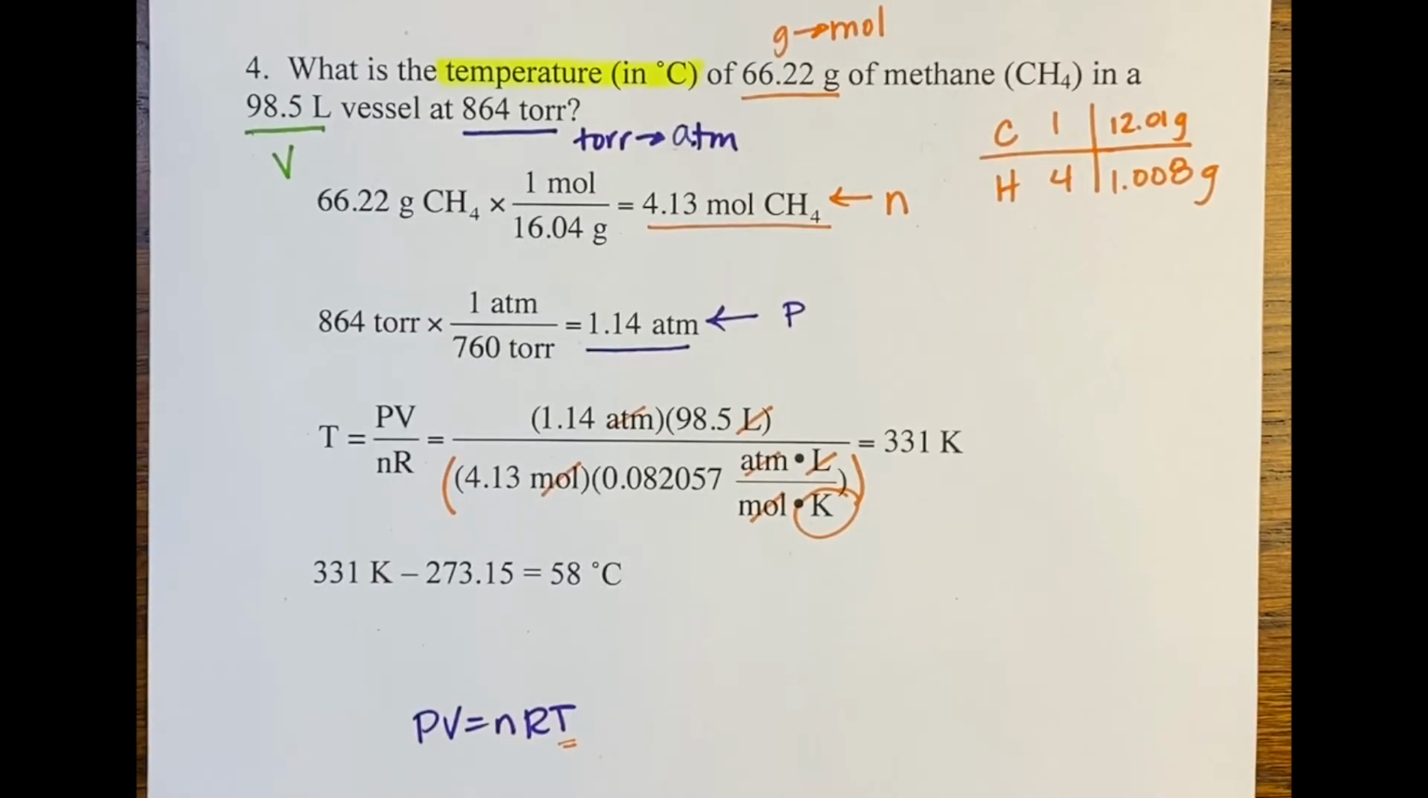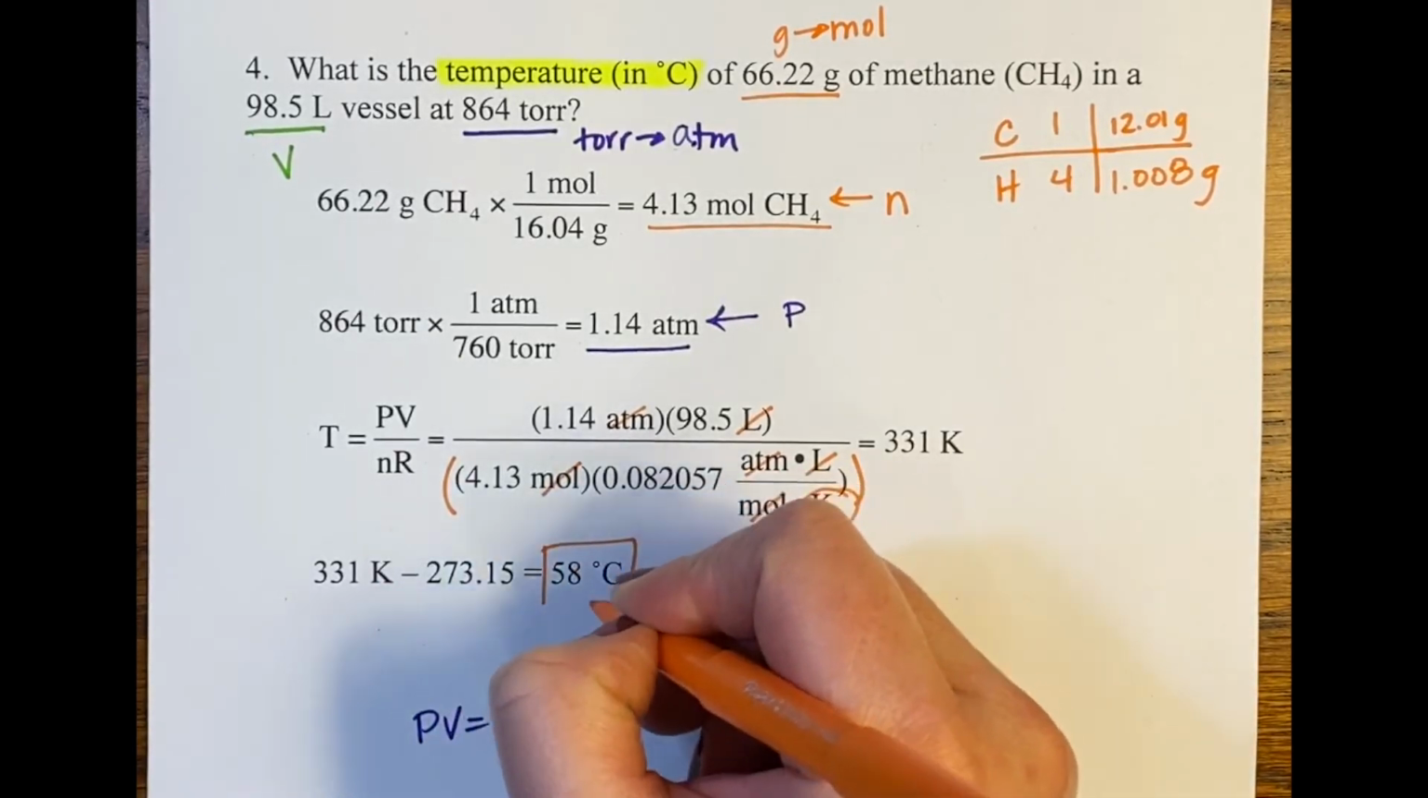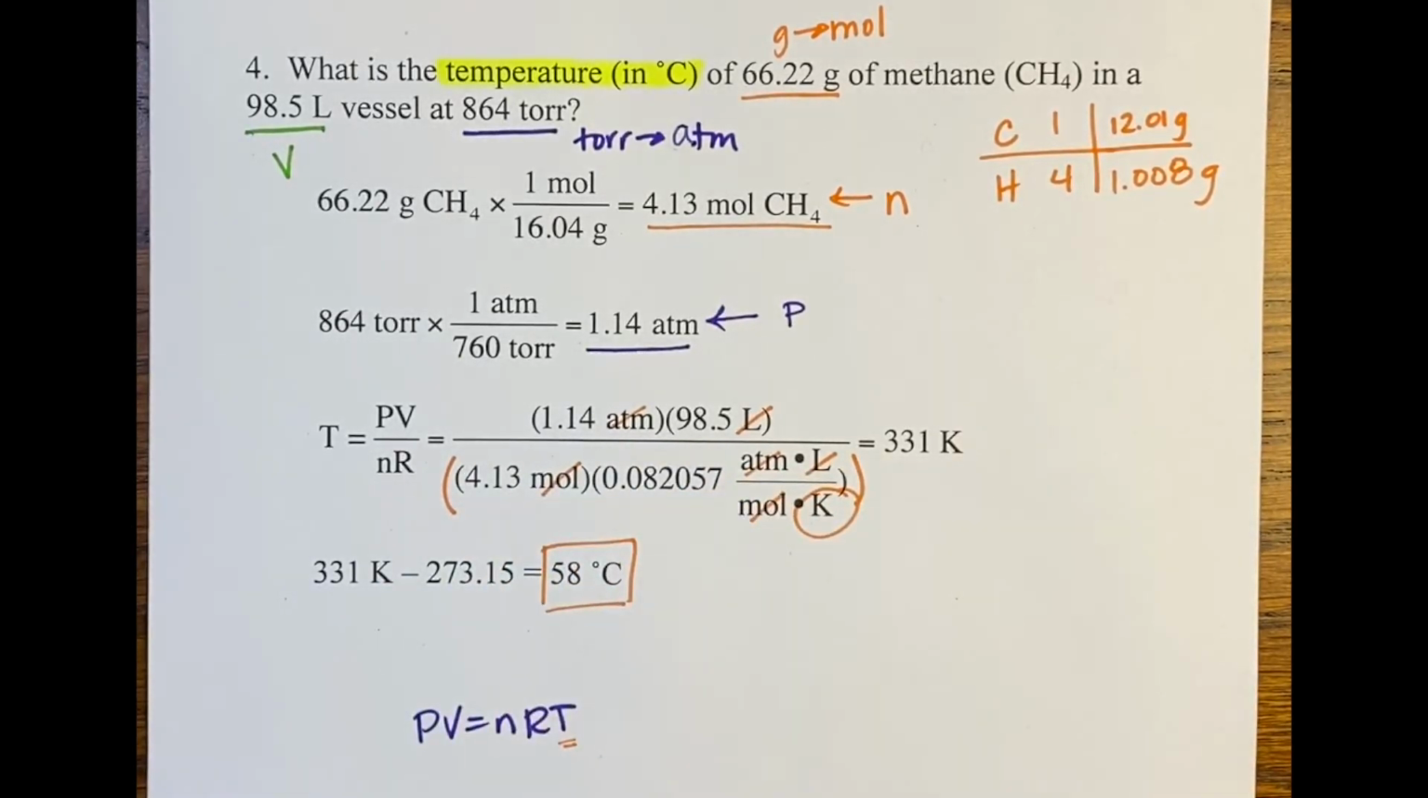The question that has been asked of us originally is to calculate the temperature in degrees Celsius. So the final thing that we need to do is take our temperature in Kelvin and subtract 273.15 to convert to Celsius. And when we do that, we get 58 degrees Celsius as our final answer.